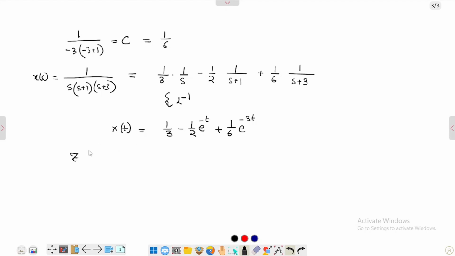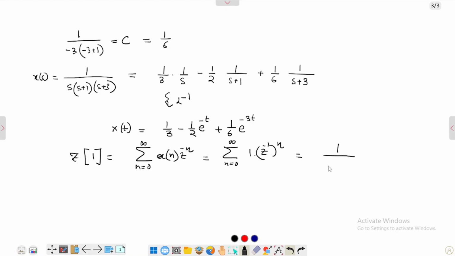The z transform of any function, say 1, I can write in this format: sum from n equal to 0 to infinity of x of n times z to the power minus n. So in this case for 1, what do I get? n equal to 0 till infinity, and what I get here is 1 into z to the power minus 1, to the power n, and that gives me 1 divided by 1 minus z to the power minus 1. That's your z transform of 1.